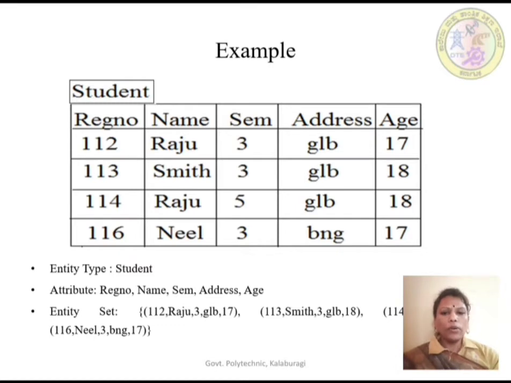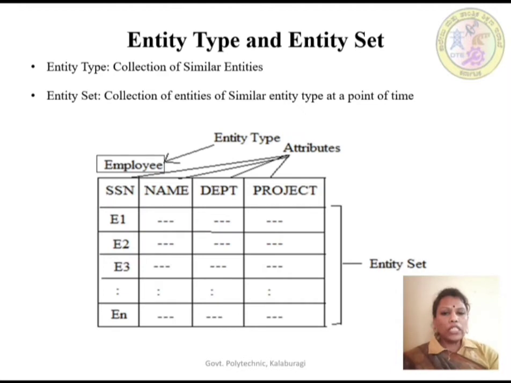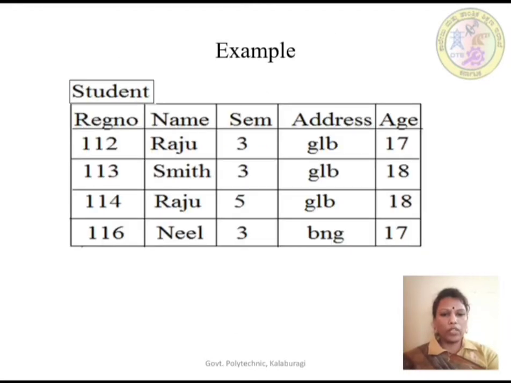Okay. So basically what is an entity type? It is the collection of similar entities. And what are the attributes? Those are the properties of an entity. And what is an entity set? That is the collection of entities of similar entity type at a point of time. Okay.